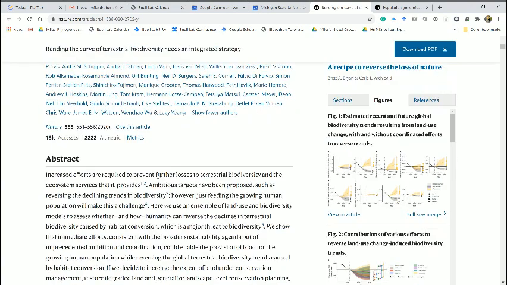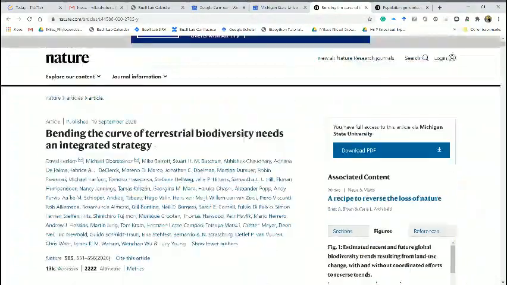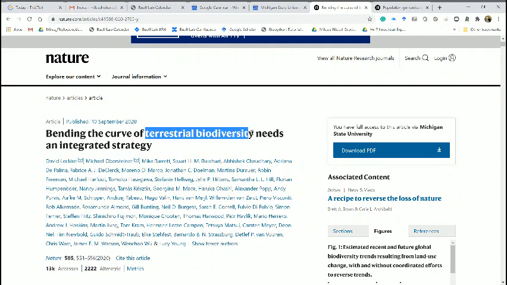Well, I guess I don't know if this paper is directly related to climate change. It's about a similar or connected topic, biodiversity loss.